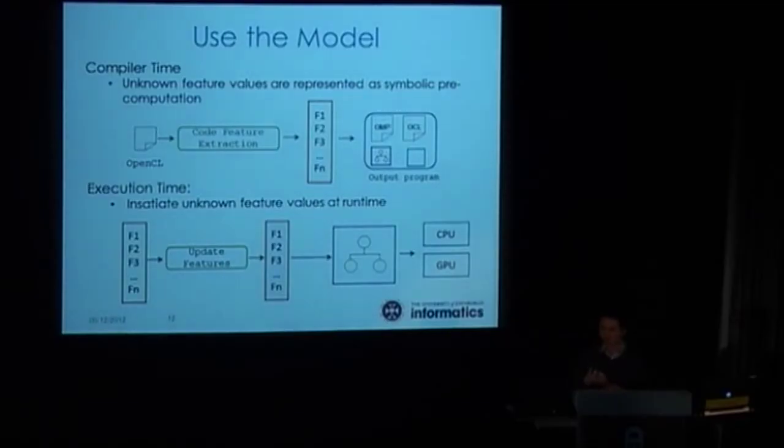Once we have the model, we can use it at compile time and runtime. At compile time, we extract the features of the generated OpenCL code. The unknown feature values will be represented as symbolic precomputation, as I said before. At runtime, the model will first update the feature values using some information we know when the program runs. Then those updated feature vectors will be given to the machine learning model, which is built into the program binary when we compile the program. The model will predict whether we should use the CPU or the GPU to run the code. According to the predictions, our small runtime will set the function pointer of each loop body to the corresponding version. Currently for the CPU, we run the OpenMP version. For the GPU, we run the generated OpenCL code.